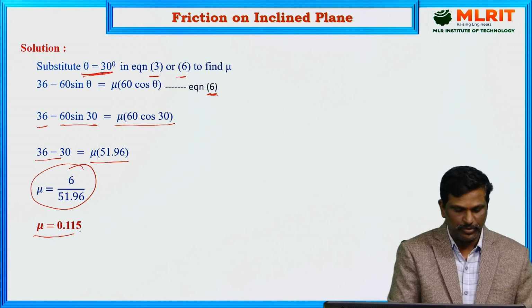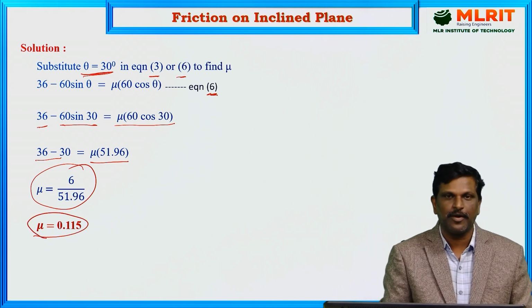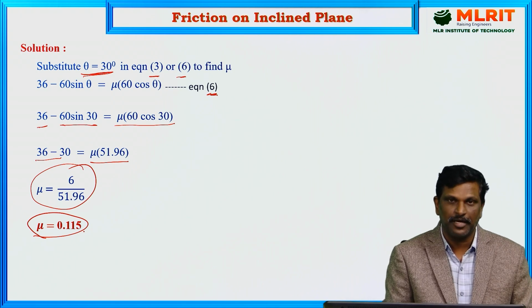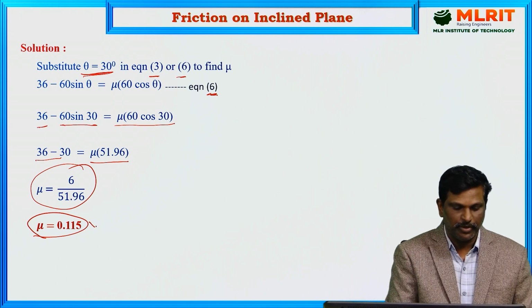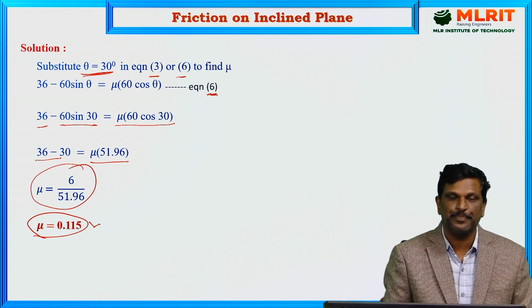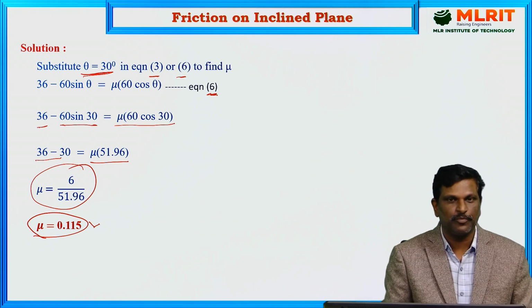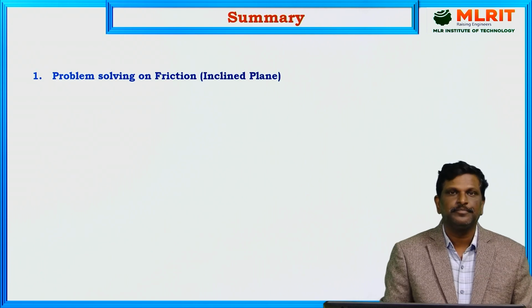The mu value, the coefficient of friction between the contact surfaces, between the block and the inclined plane, is 0.115. This is how we can find the unknown values, or solve the problems on friction on an inclined plane. Thank you.